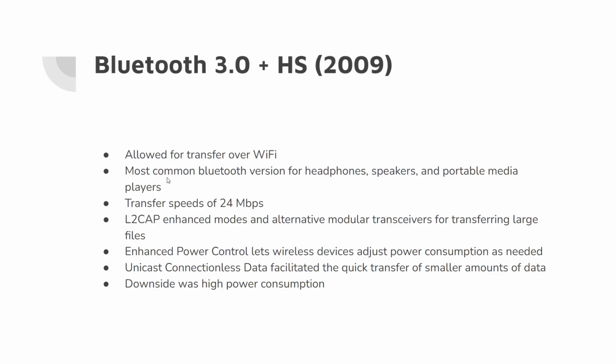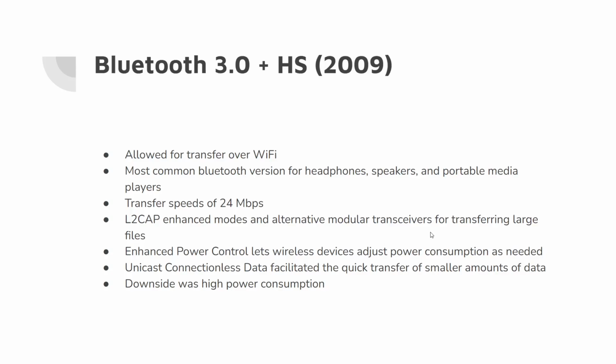I didn't know that. So most common Bluetooth versions for headphones, speakers, and portable media, and this actually is still the case today. Anything that requires a lot of rich media transfer still typically uses some form of Bluetooth 3.0. It also has super high transfer speeds of 24 megabits per second. The L2CAP layer, which we'll learn about later, had enhanced modes, and then also alternative modular receivers were introduced.